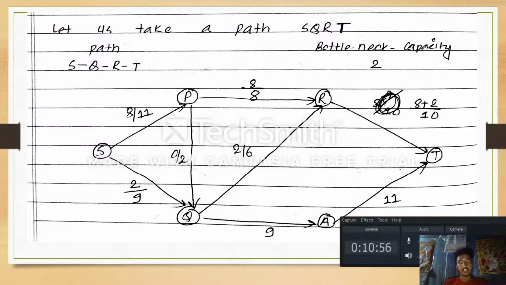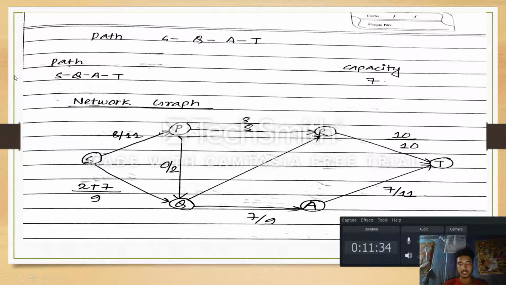Now let us take a path called SQRT. For SQRT, the total capacity of the edges SQ is 9, PQ is 2, QR is 6, and RT is, we have already completed 8 from the above path, so it has the residual capacity of 2.